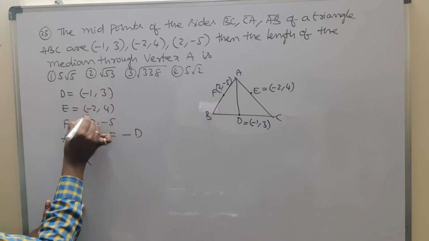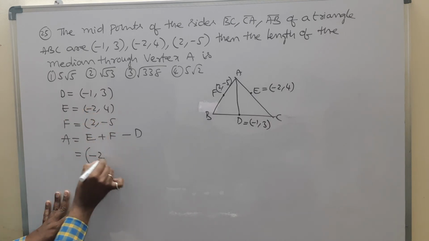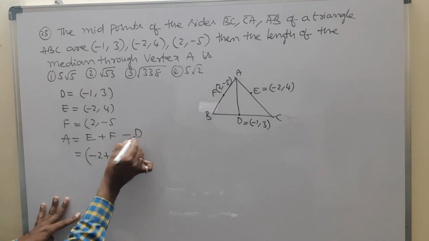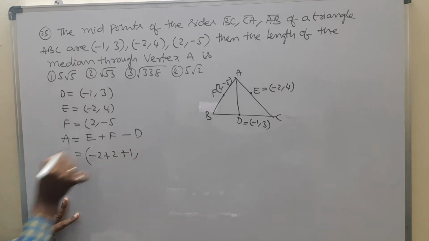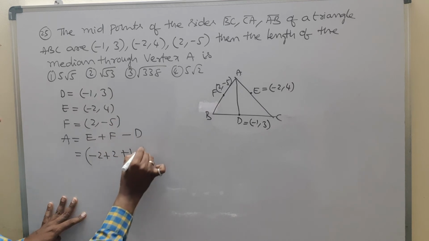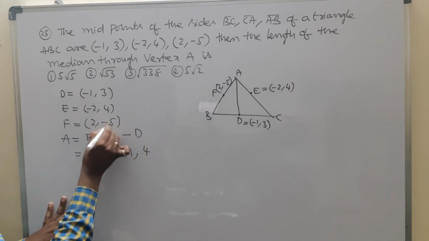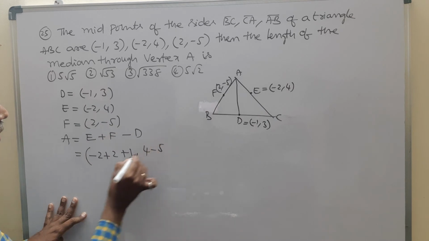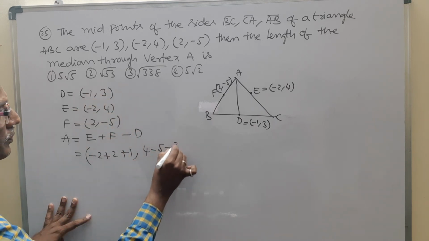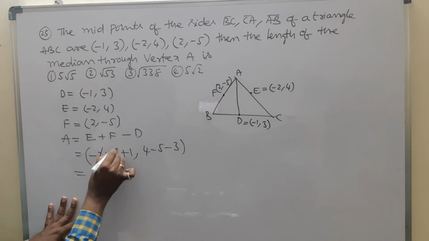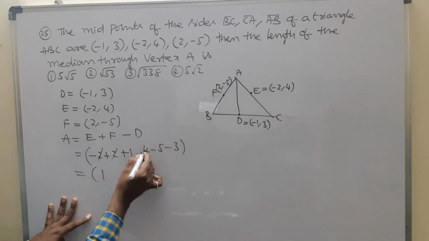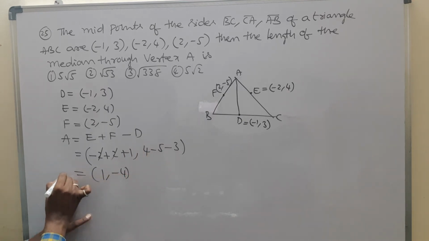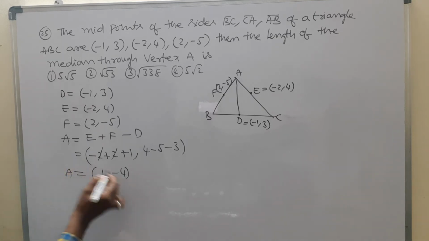In E, the x coordinate is -2. In F, the x coordinate is +2. In D, the x coordinate is -1, so minus gives +1. Next, the y coordinate. In E, the y coordinate is 4. In F, the y coordinate is -5. In D, the y coordinate is 3. -2 plus 2 gets cancelled, here 1. -5 minus 3 is -8, -8 plus 4 is -4. This is the vertex A. A equal to (1, -4).